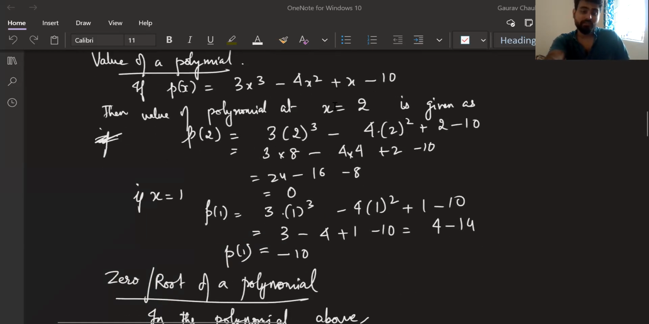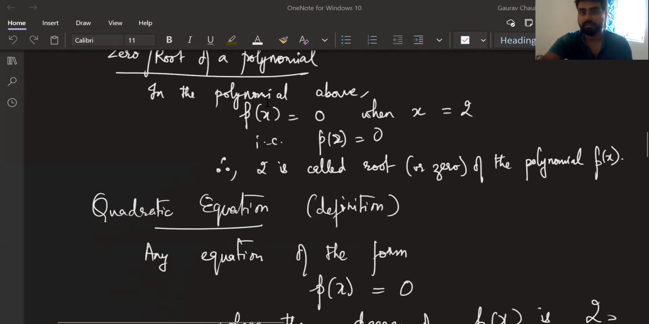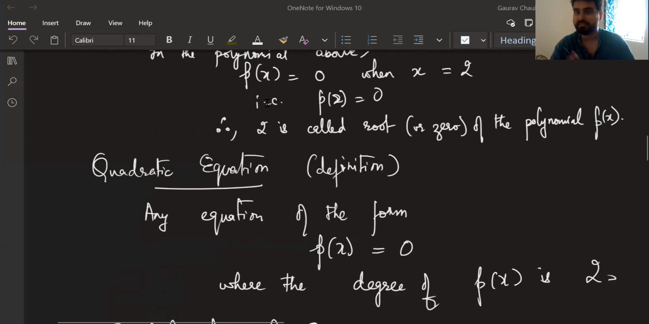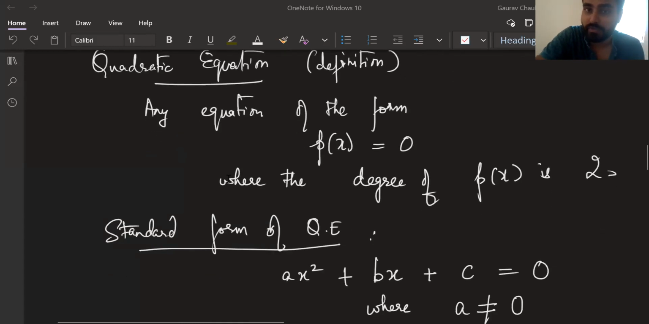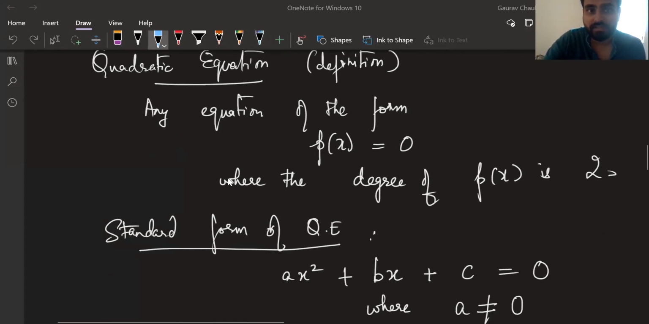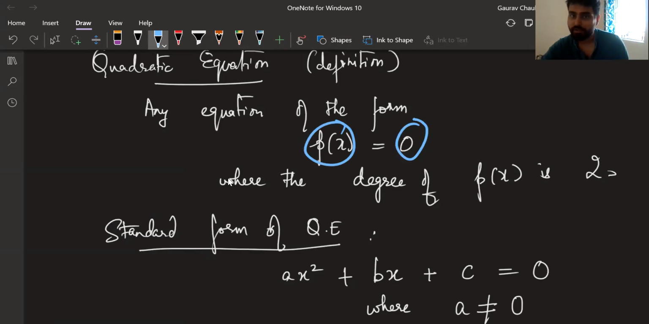Now we revised that and then we went on to see zeros, roots of a polynomial, which are basics we'll need for this chapter, and that's why we did that revision. We saw the definition of a quadratic equation. We saw it should be some polynomial is equal to 0. That polynomial's degree should be what? The degree should be 2.